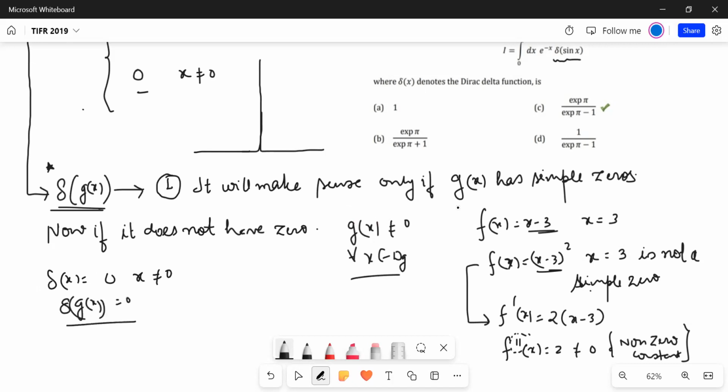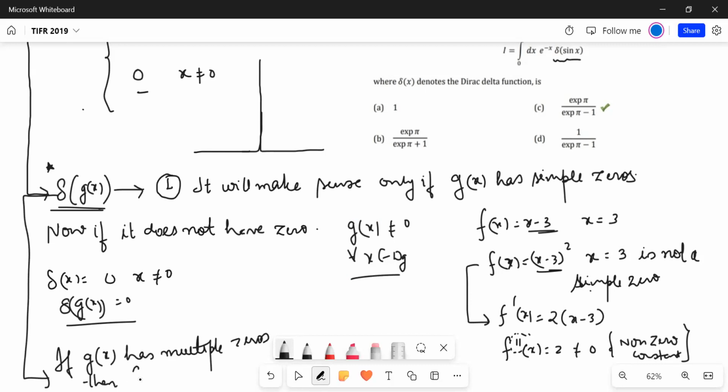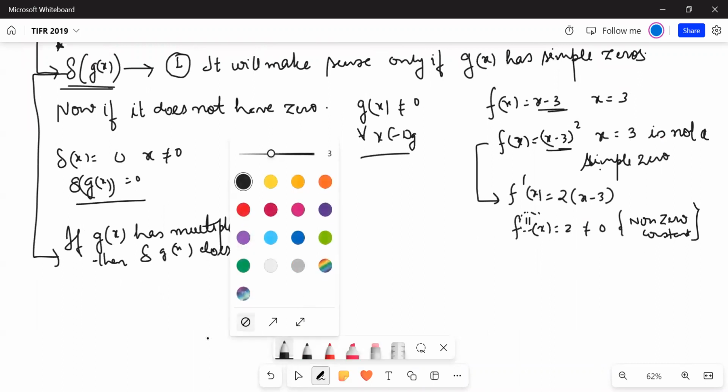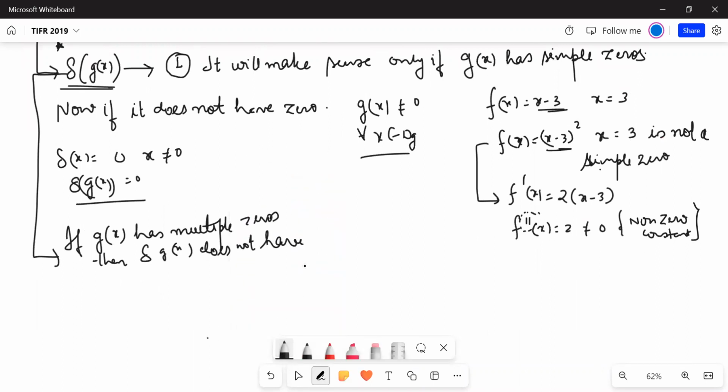And if g of x has repeated zeros, then it does not make sense. If g of x has multiple zeros, then whatever I'm going to teach you today does not make sense, and Dirac of g of x does not have any meaning. You just have to remember all these points, because right now my focus is to solve the question. Just remember these points before we head on to doing the question.